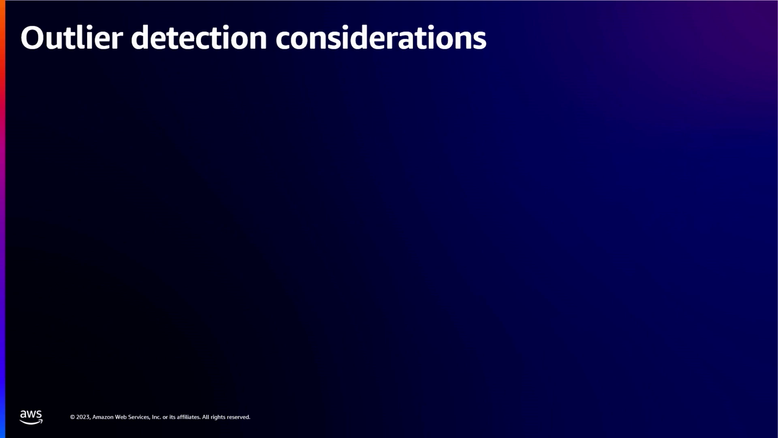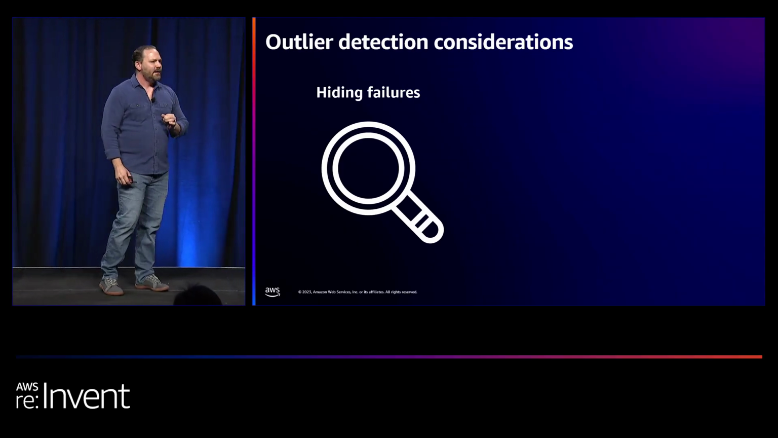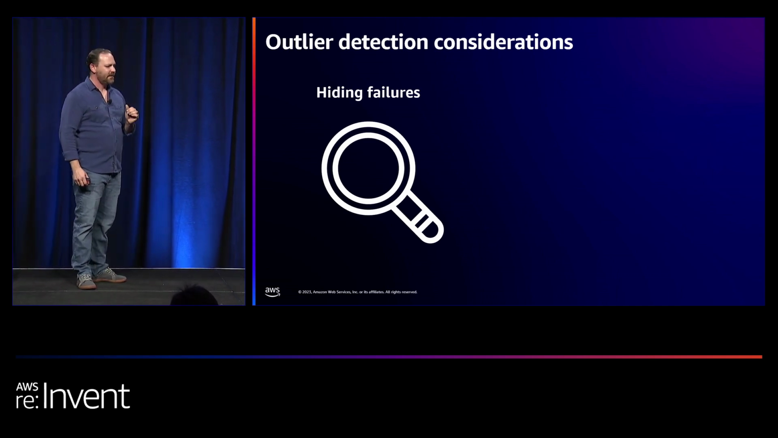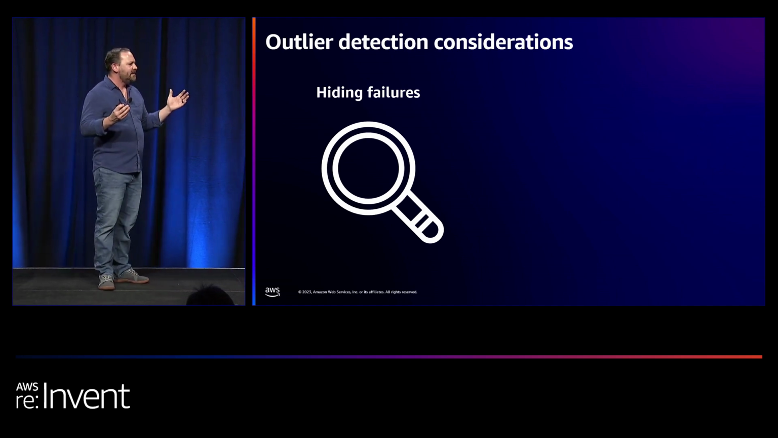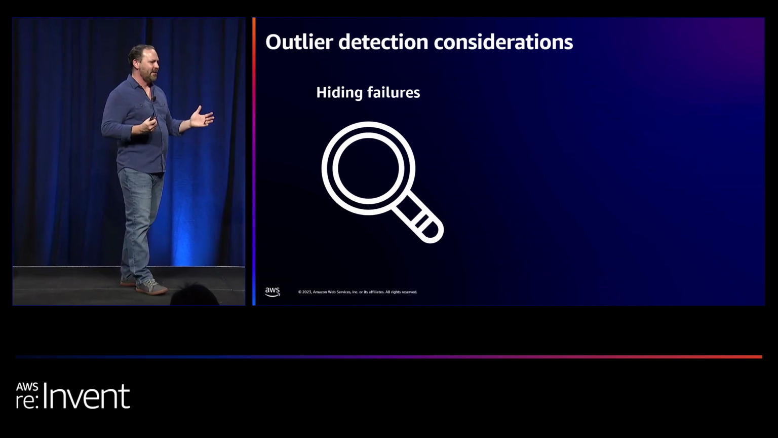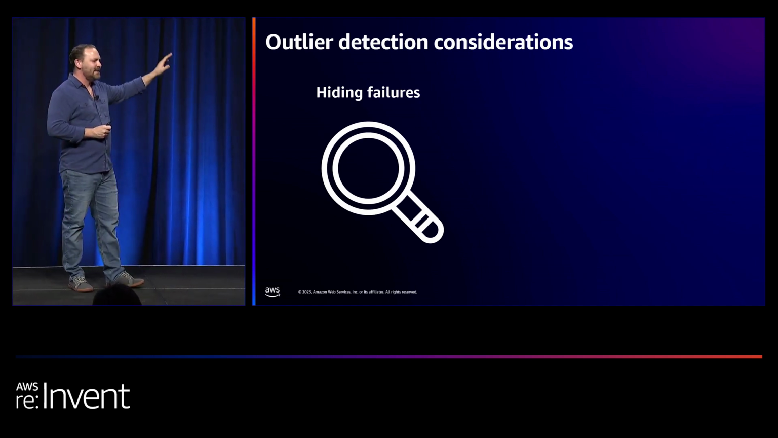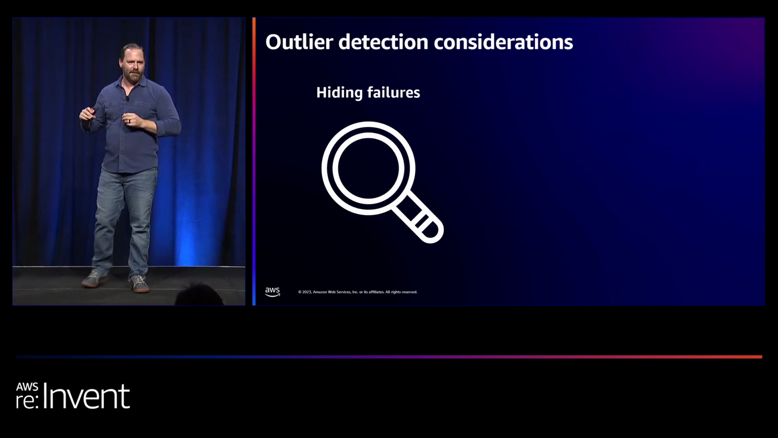So just two considerations when we think about outlier detection to detect gray failures. First, it's possible that this could hide real failures inside of your system. When bad hosts are frequently terminated, it may actually be a sign that maybe I've got a bug in my code. Maybe this actually isn't a gray failure. Maybe this really is a failure, but because I'm taking some automated action to detect and respond to it, I'm potentially hiding that bug.